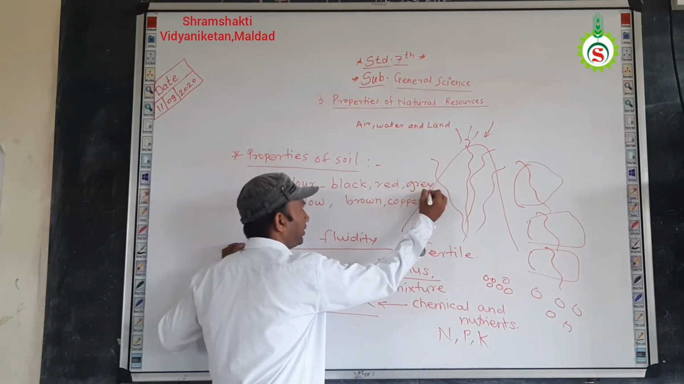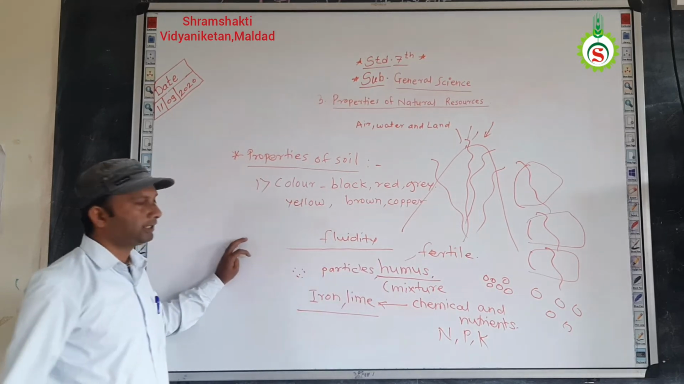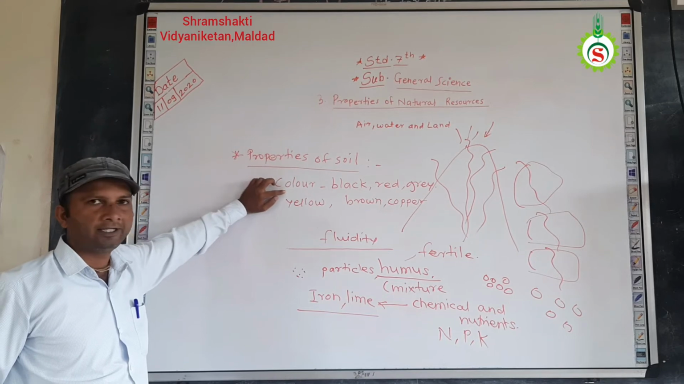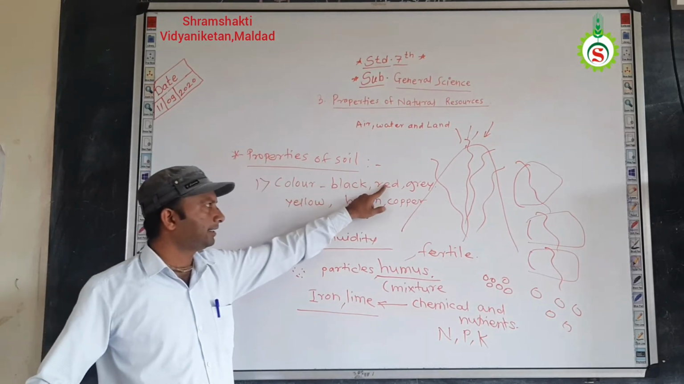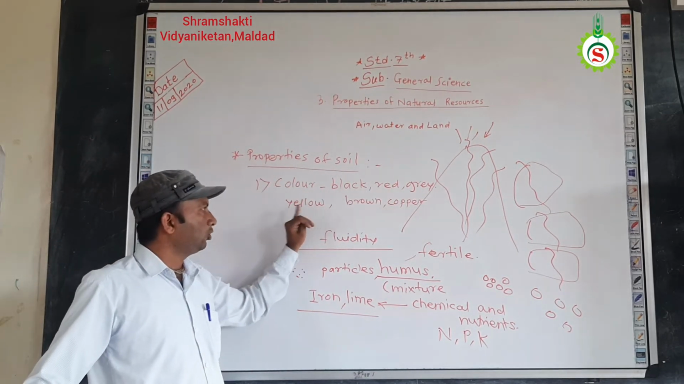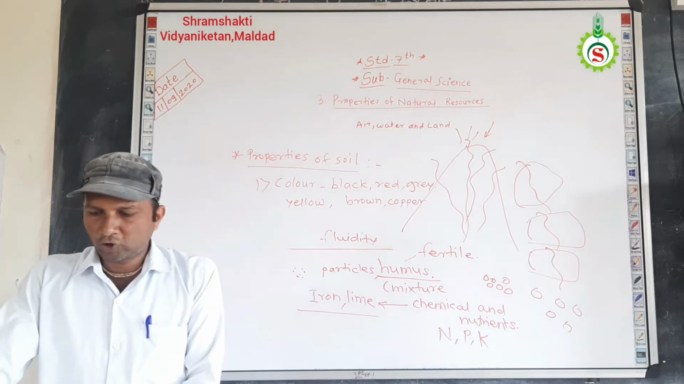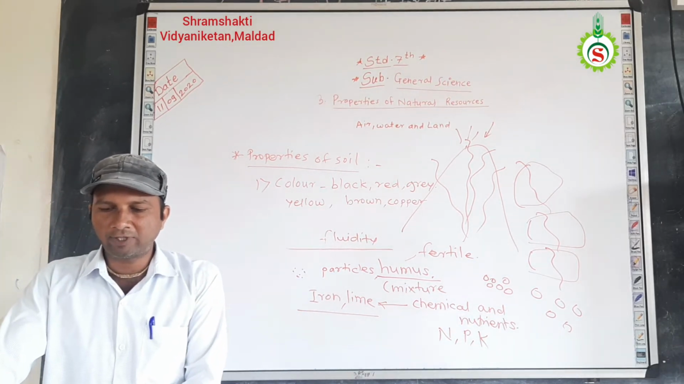Grey color soil is also there. Okay. So it is one of the important properties of the soil. The first property is color. It may be black color, red color, grey color, then yellow, brown or copper color. So these 6 colors of soil are found in nature. Okay. So soil gets 6 colors as a result of several processes.